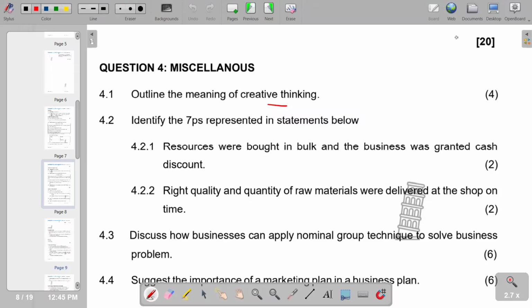On the second part, it reads identify the 7 P's represented in the statements below. The first statement says resources were bought in bulk and the business was granted a cash discount. So you would see that this is indicating price, out of the 7 P's. And then right quality and quantity of raw materials were delivered in the shop on time. So this is product. Then you go to 4.3.